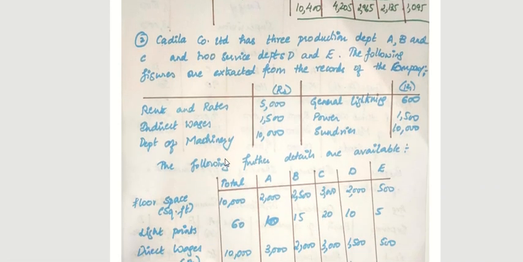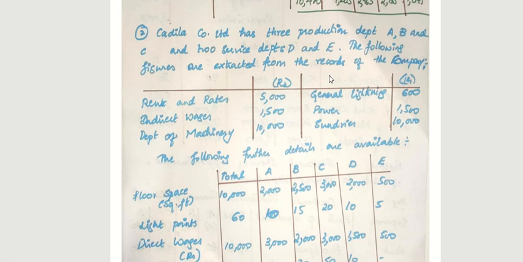Cadila Company Limited has 3 production departments A, B and C and has 2 service departments D and E. The following figures are extracted from the records of the company. So you have your rent and rates. So these are your overhead expenses, and they will be apportioned based on a basis. So rent and rates will be apportioned based on floor space.